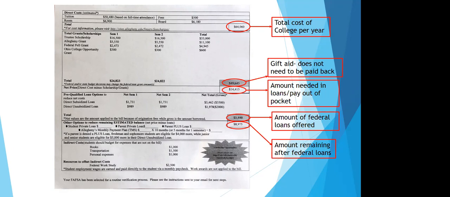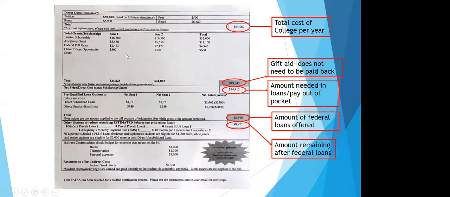So what we're now aiming to do is figure out how we can get that number as close to zero as possible. Now, the first thing that this school outlines is total grants and scholarships. That's that gift aid, that money that does not need to be paid back. You can see here that this student got a couple of grants and a nice big scholarship that took a giant chunk of that tuition off.